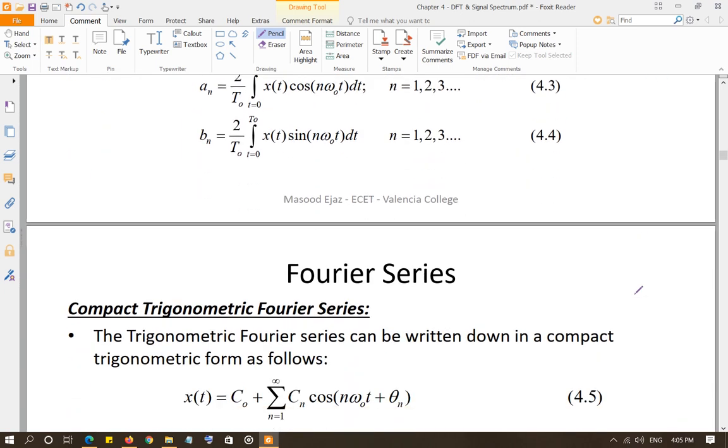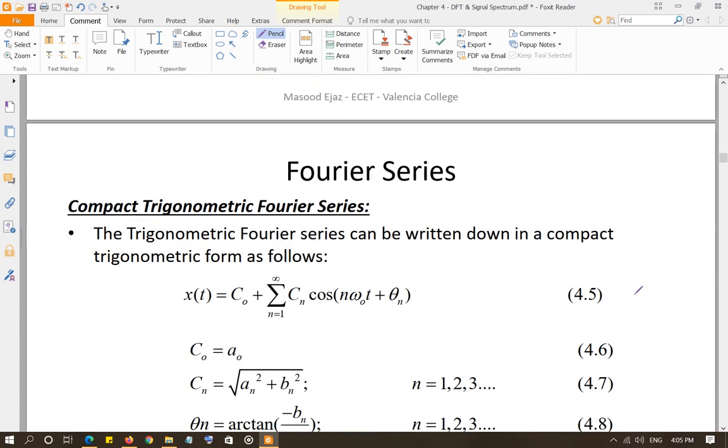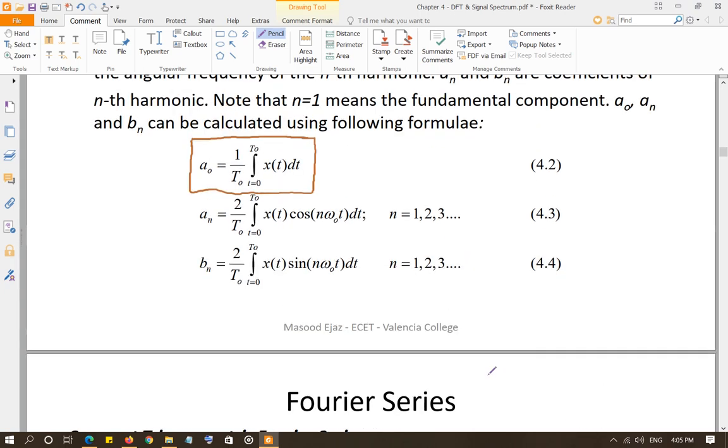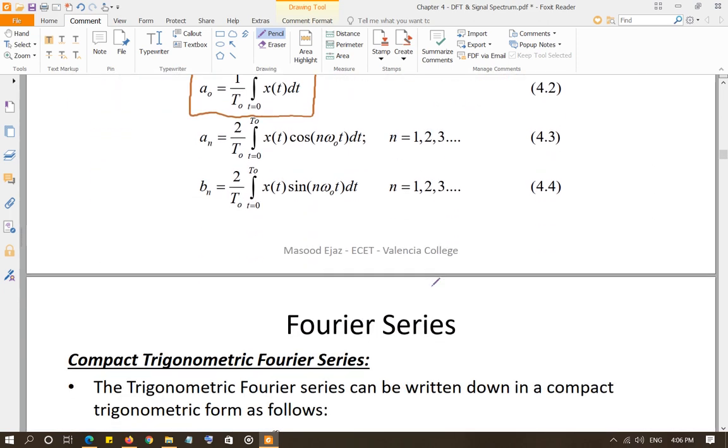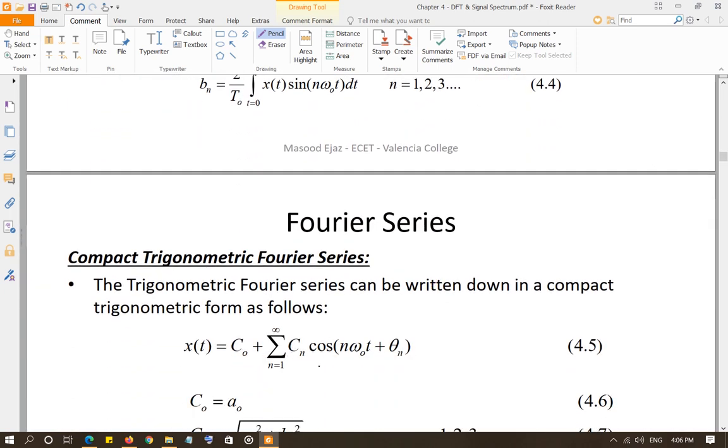Okay, let's move on to the compact trigonometric Fourier series. So compact trigonometric Fourier series is based on equation 4.1, the trigonometric series, but instead of dividing the sinusoidal waveform into two components, cosine and sine, we combine these two components into one, a cosine of n omega naught t plus a phase angle, and then combine an and bn into a component cn.